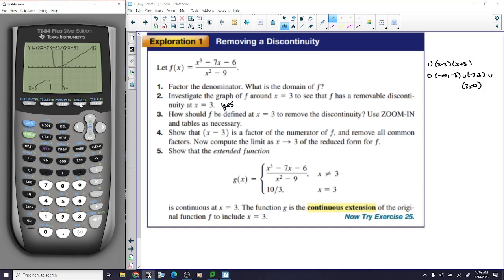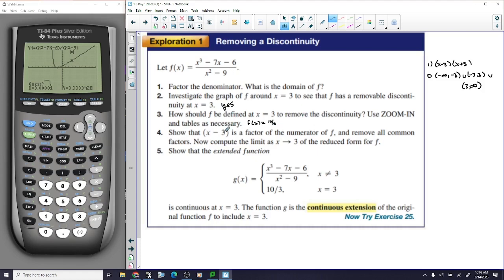So what if we calculated 2.999? That's very close to 3. It looks like we're at 3.3323. And then if we did 3.00001 right here, then we have 3.333. It looks like 3 1/3. So f of 3 should be 10/3 to remove the discontinuity.